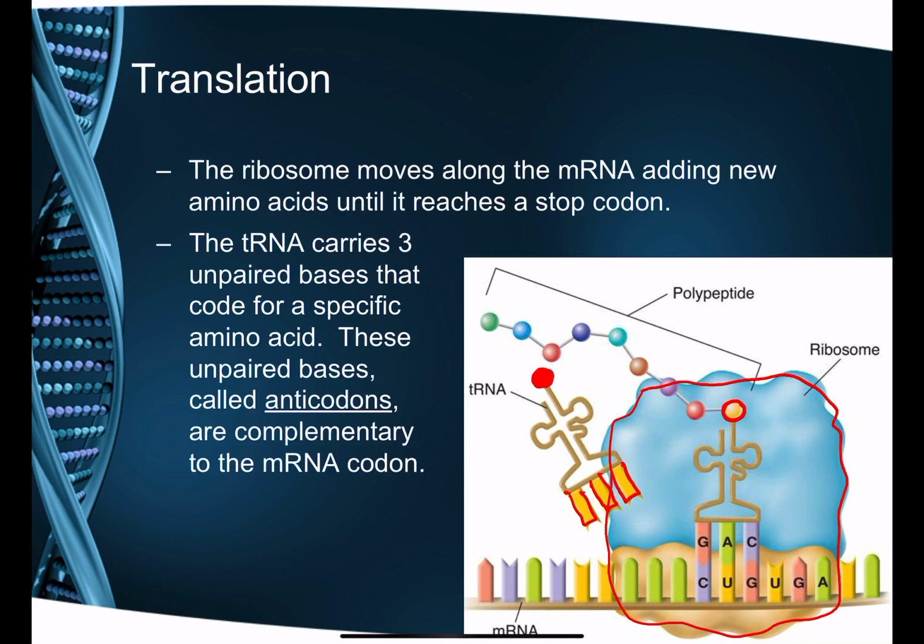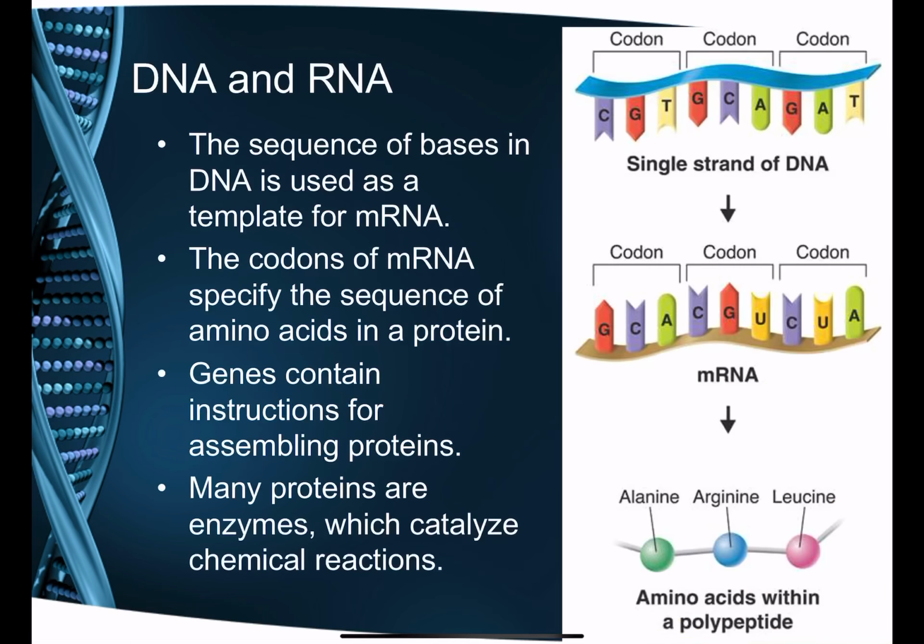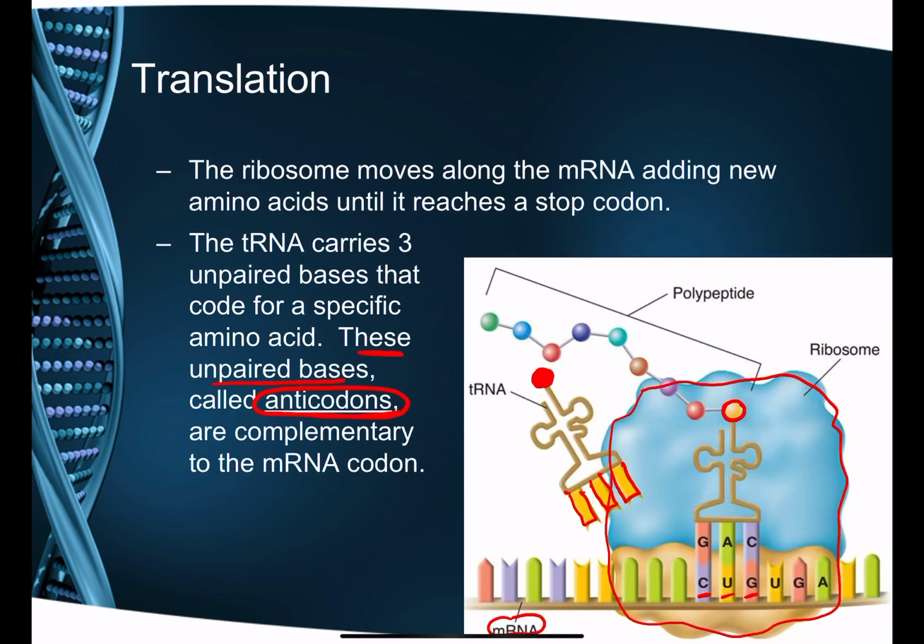Now, these bases on the tRNA are called anticodons. They are going to be opposite of the bases on the mRNA. So here's our mRNA. mRNA says CUG, so the tRNA is going to say, opposite or complementary to that, GAC. Okay? Now, it's still RNA, so it's still going to have uracil and no thymine.